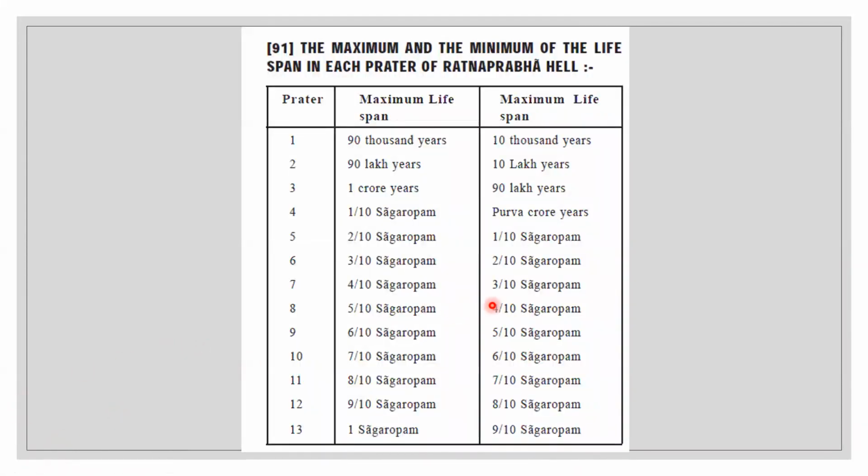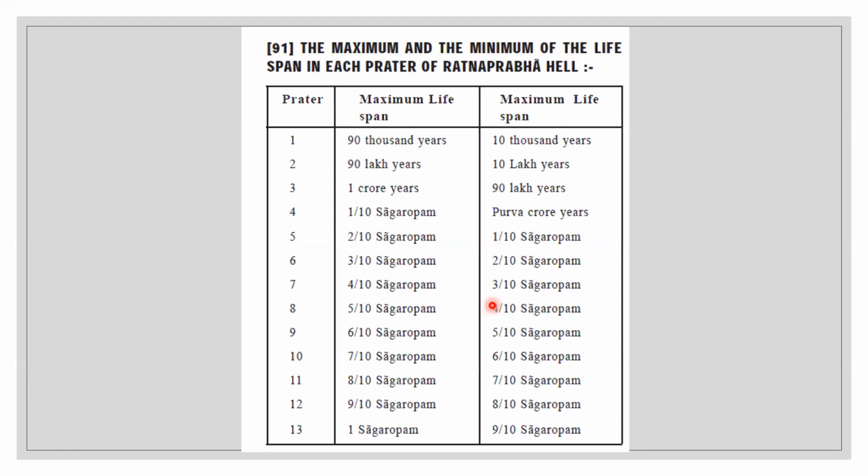So depending on where the Jeeves are born in the first Narak, if you are born in the first Pratar, then your Ayushya is different. So for the first Pratar, the minimum Ayushya is 10,000 years, maximum Ayushya of the Jeeves is 90,000 years. If the Jeev is born in the second Pratar, the Ayushya increases. As you go down, the Ayushya increases. So in the second Pratar, the minimum Ayushya is 10 lakh years, maximum Ayushya is 90 lakh years.